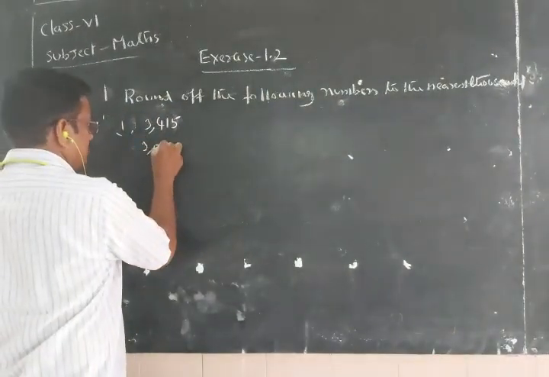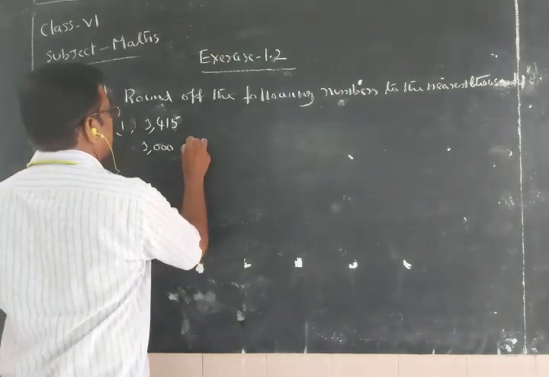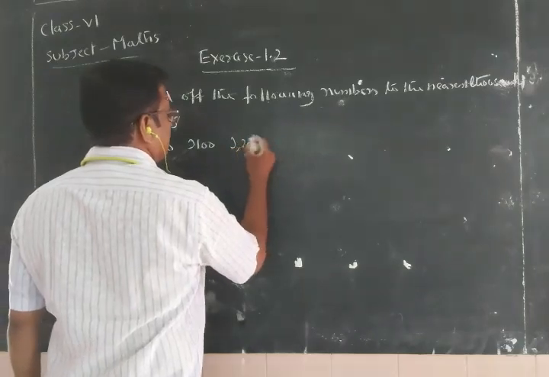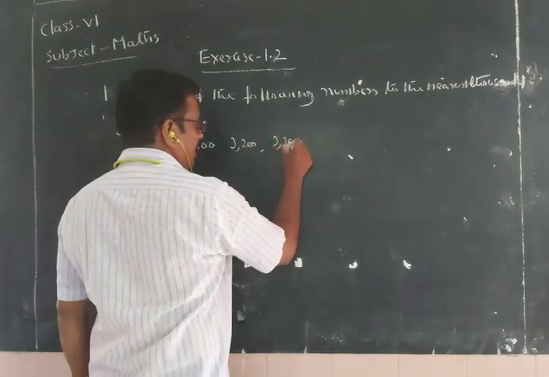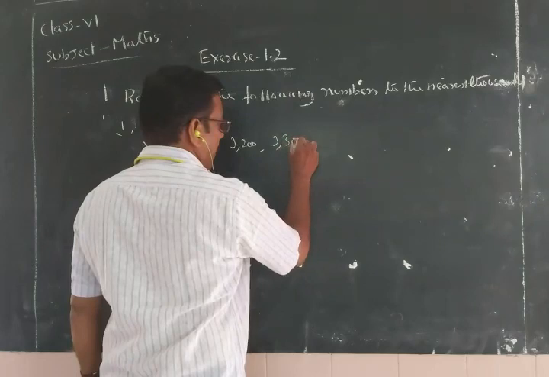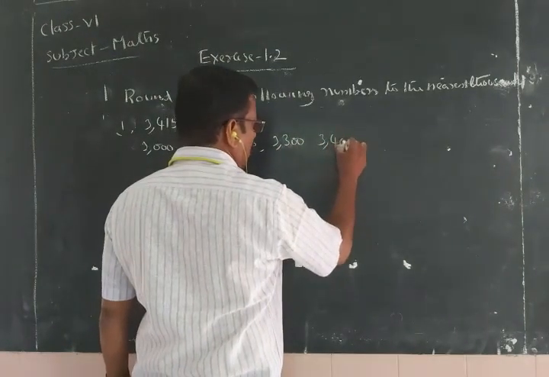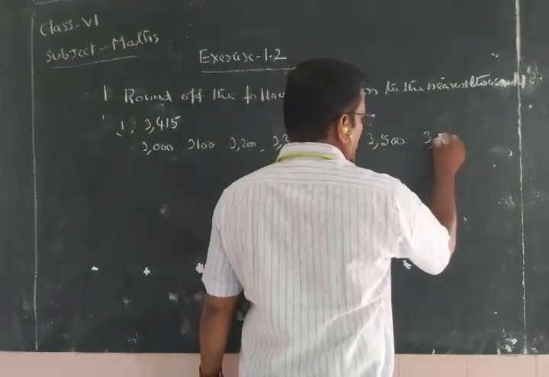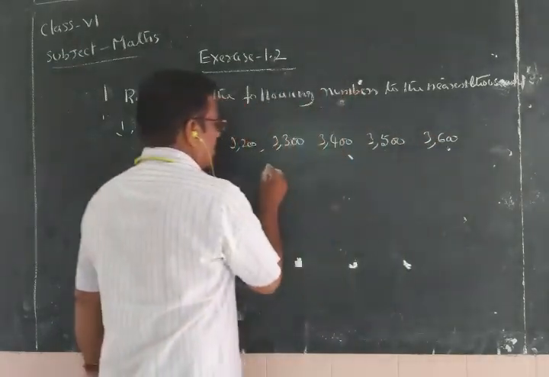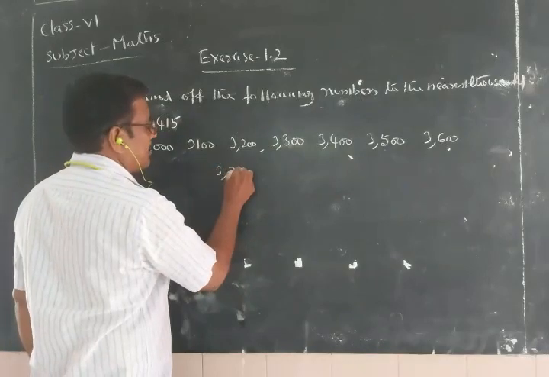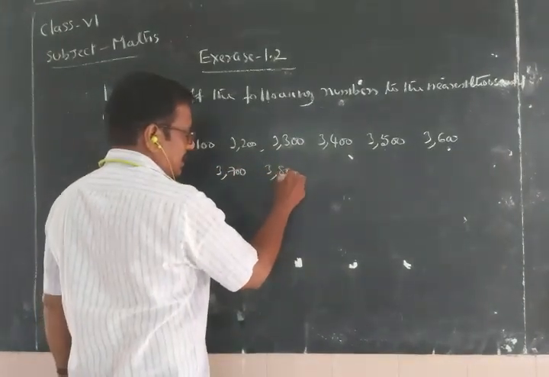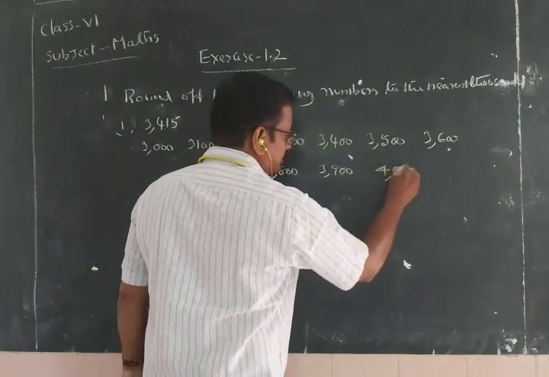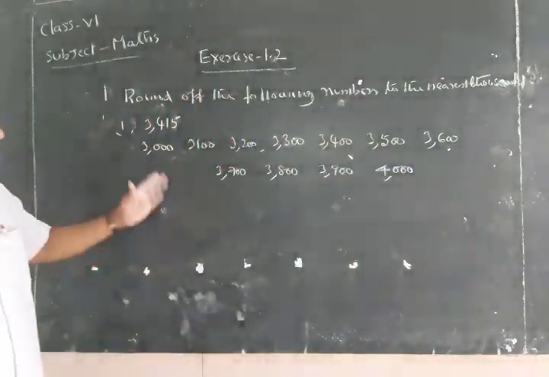3,000. Next number 3,100, 3,200, 3,300, 3,400, 3,500, 3,600, 3,700, 3,800, 3,900, 4,000. Okay, I write the numbers 3,000 to 4,000.